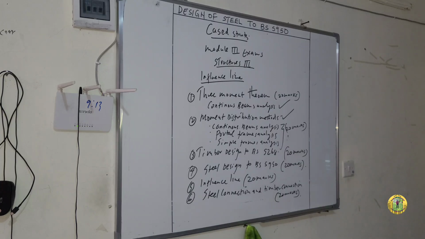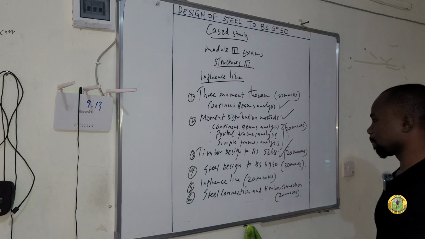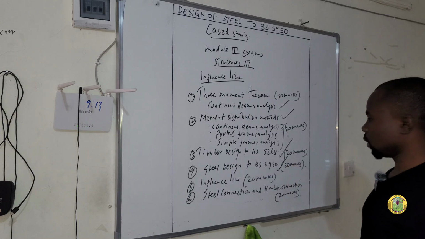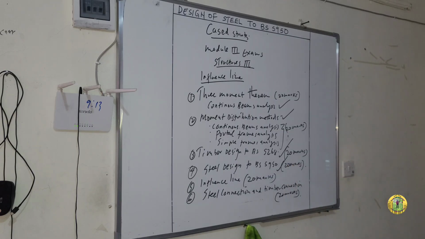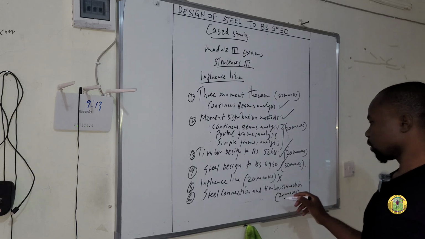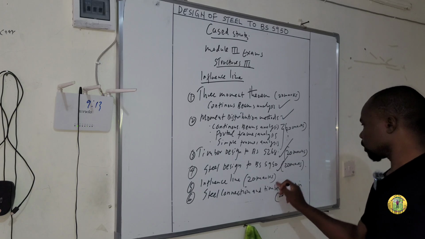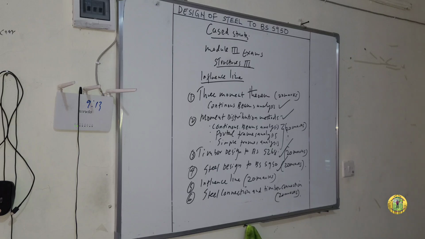Timber design to BS 5268 will always come. And also steel design to BS 5950 always comes in your exams. Sometimes influence line may not come, or even steel connection may not come. So what you are supposed to do, as I have said, is specialize on the topics that you think are friendly and very easy to understand and comprehend.